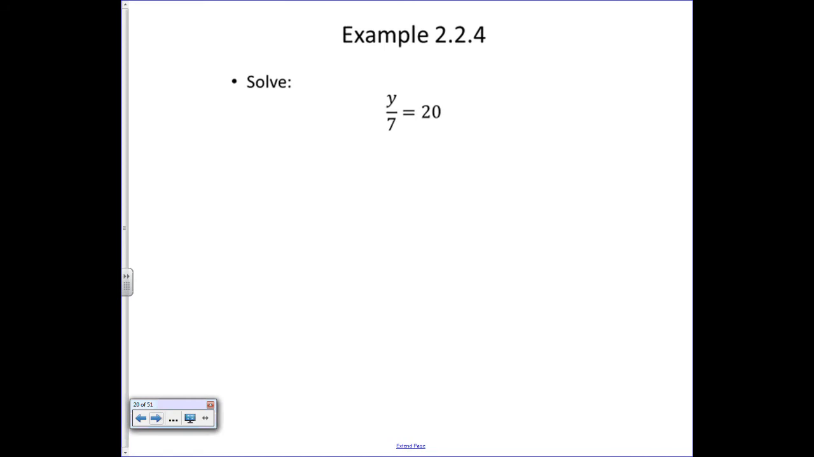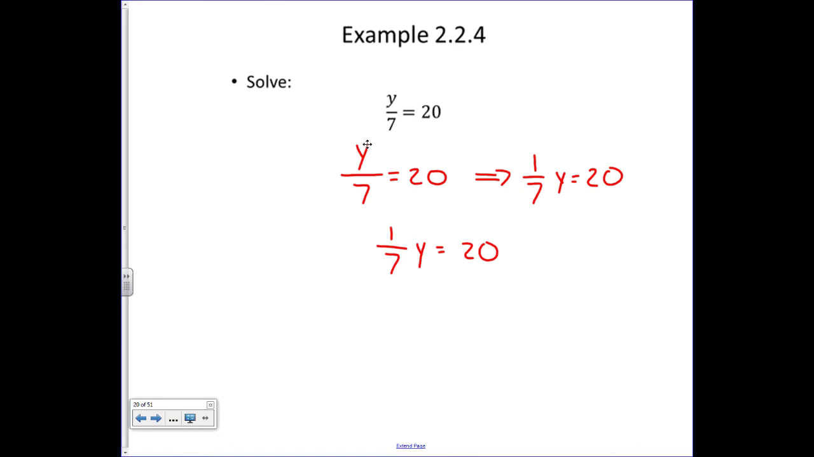And so finally, here we have y over 7 is equal to 20. Now, when you're dealing with numbers or variables divided by numbers like this, it's sometimes easier just to rewrite this as 1 over 7 times y equals 20. Because y times 1 is just y, and you still get y over 7. But now the reciprocal here is much more clear, and you can recognize that if we want to multiply both sides by the reciprocal of 1 over 7, we're going to multiply by 7 over 1.